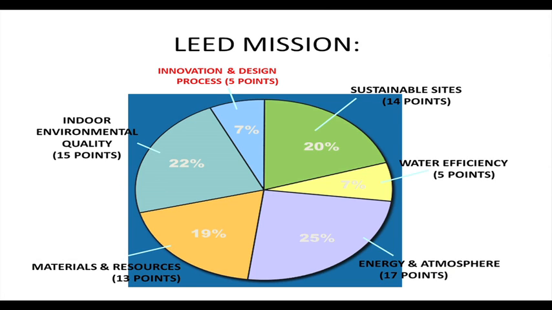So based on these parameters, they go about the certification. What is the breakup in terms of points? Innovation and design gets around 5 points. Sustainable sites, one of the important ones, is around 14 points. Indoor environmental quality is 15 points, which is around 22%. Water efficiency is 5%. Energy and atmosphere is 25%, and materials and resources 19%. So this is how the different aspects have been divided for the LEED mission, based on what they have come up with in terms of the distribution.